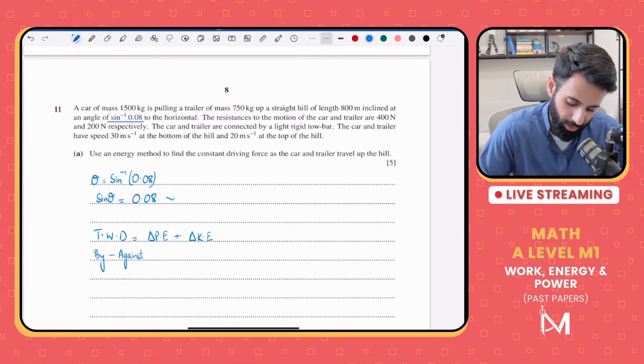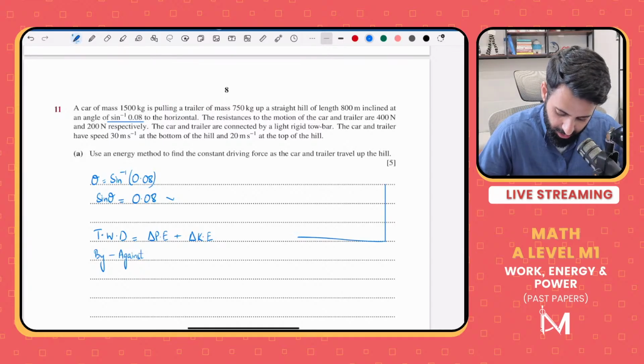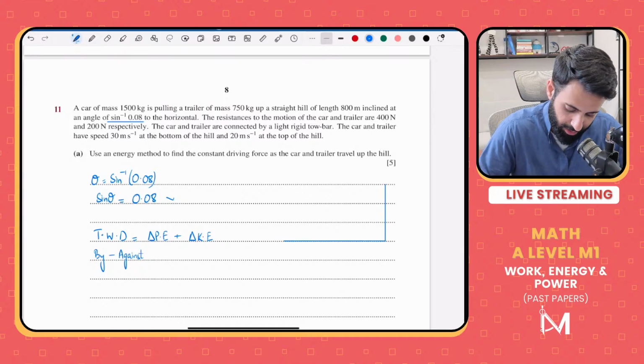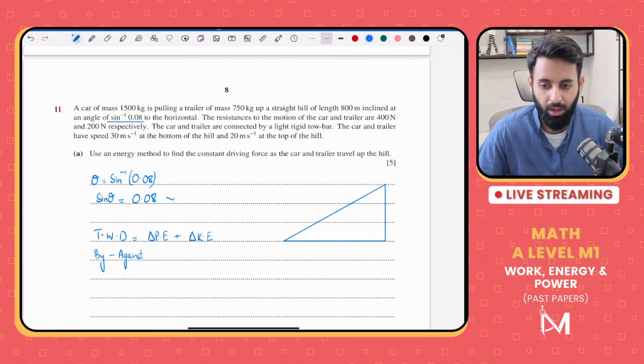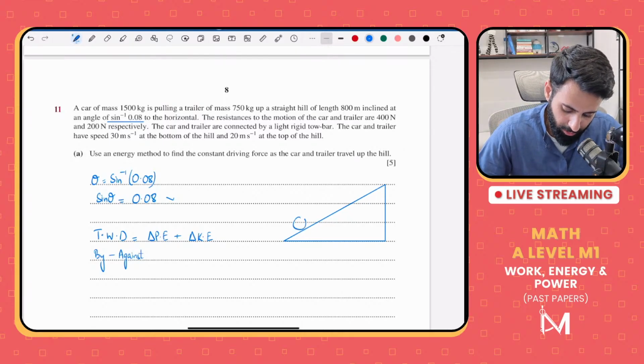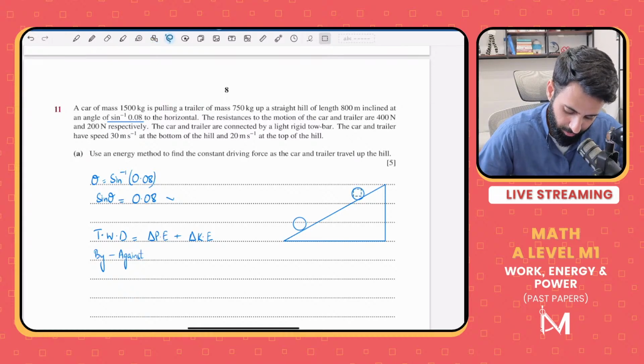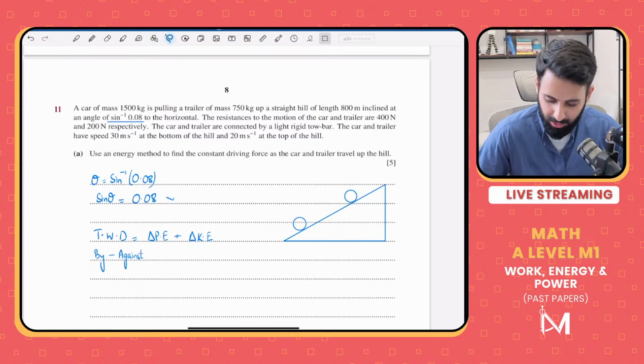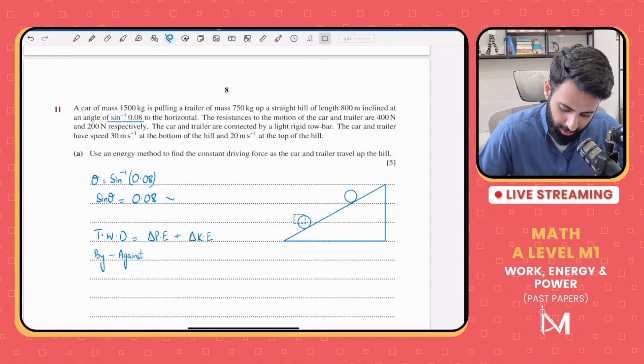Now, a good idea would be, as always, to make a rough sketch. You'll find this in the examiner report, in multiple places, that candidates who make a rough sketch are able to solve the question better. Maybe one of these days I'll post some screenshots from the examiner report to give you guys some key insights from it. Now I like to draw them as circular objects. It's kind of easy that way. So here's a car and here's a trailer, and they are connected by a light, rigid tow bar, as the question says.